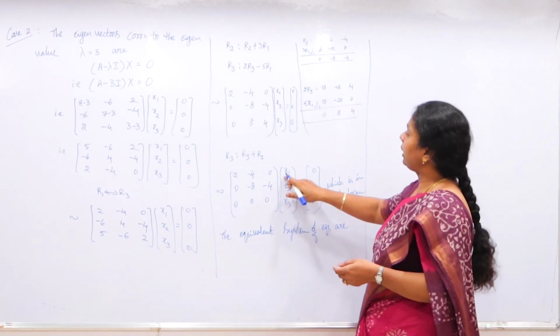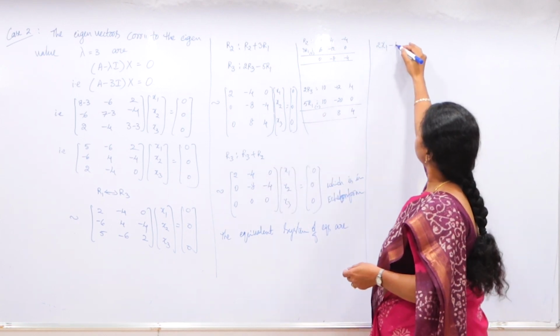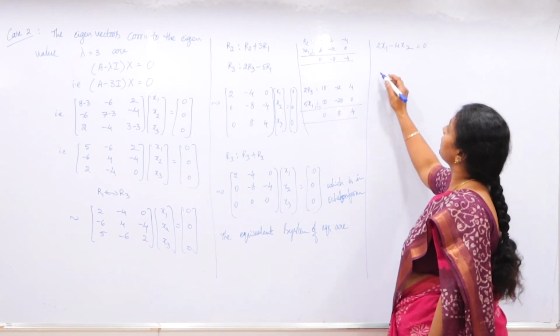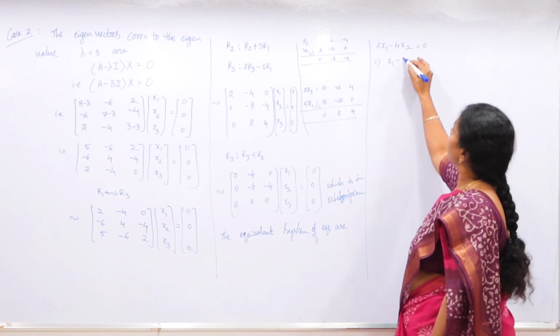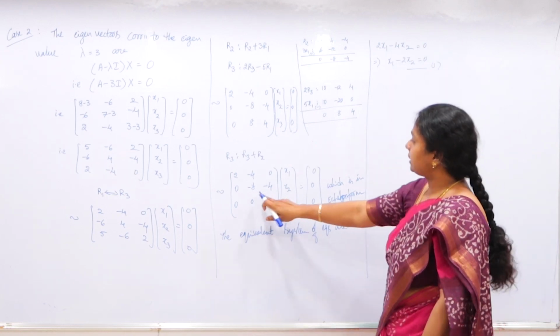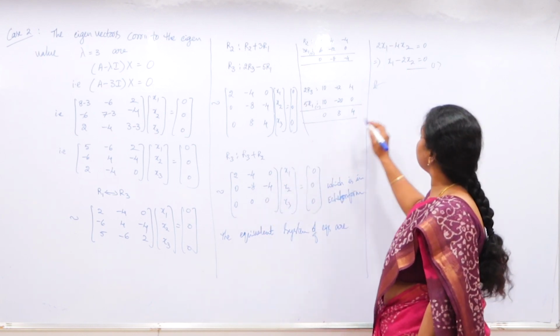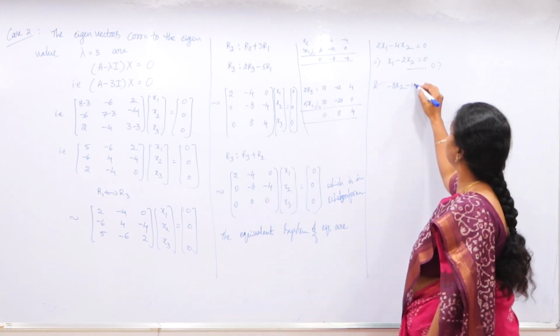First one, 2x1 minus 4x2 plus 0x3 equal to 0. So this one equal to, simplify, divide with 2. x1 minus 2x2 equal to 0. This is first equation. Next, second, 0 into x1 minus 8x2 minus 4x3 equal to 0.